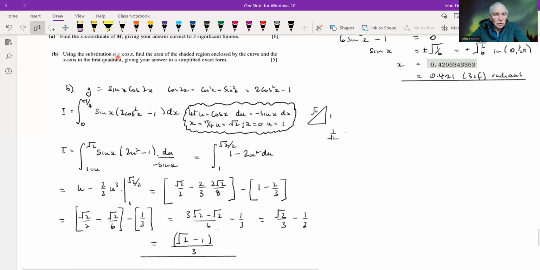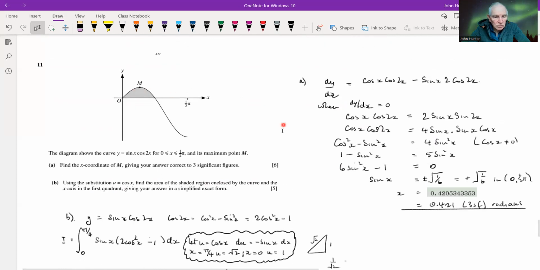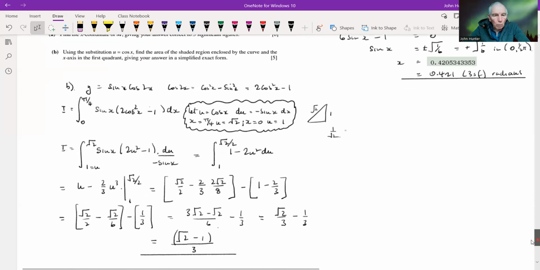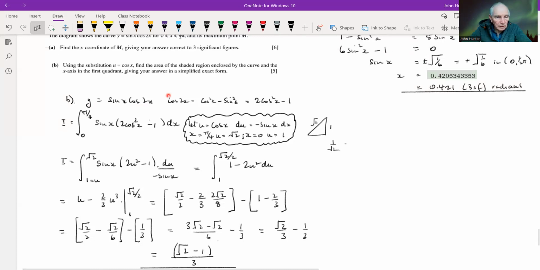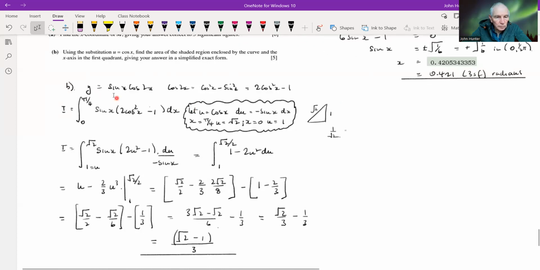Using the substitution u equals cos x, find the area of the shaded region enclosed by the curve and the x-axis in the first quadrant. Give the answer in exact simplified form, the shaded region. Okay, so this is what we're looking at. There we go. So our function is sine x cos 2x, that's what we're after.